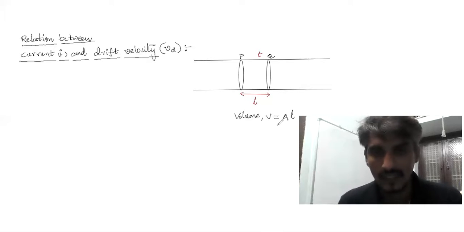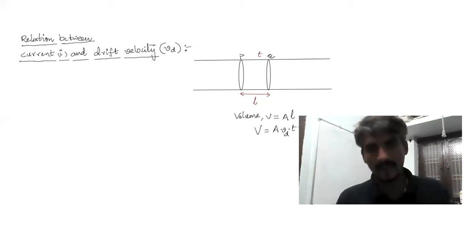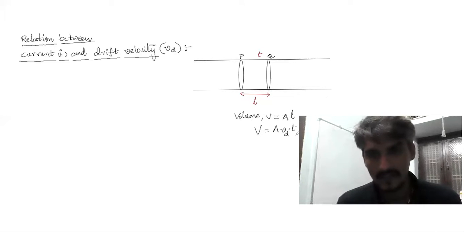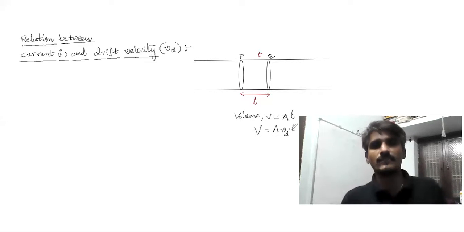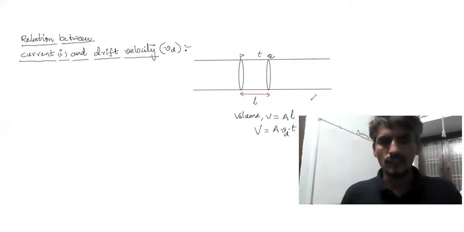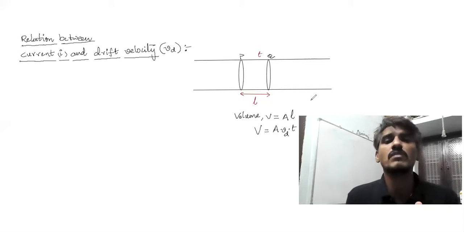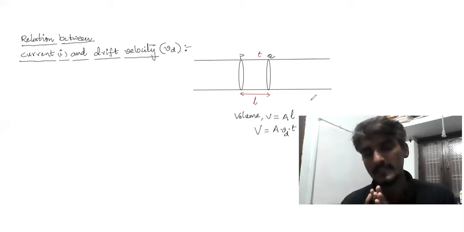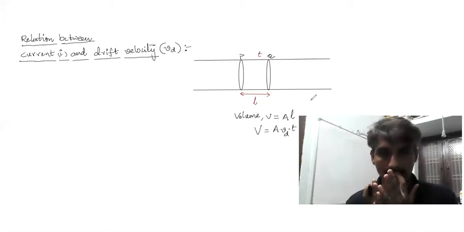L distance. So therefore, this volume can also be written as A into, instead of length, drift velocity into time taken. Drift velocity into time taken, which is nothing but distance, since distance is equal to speed into time. So we can write it as VD into T. So this is the volume. Within that much volume, how many electrons are going?